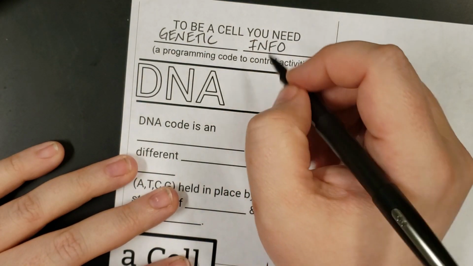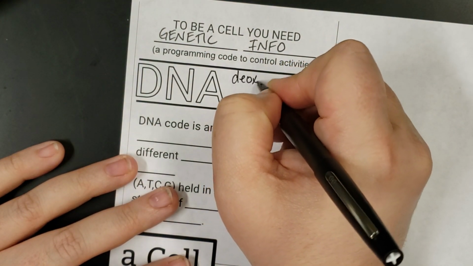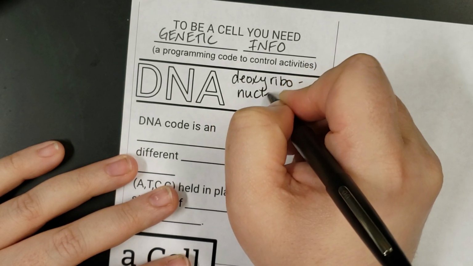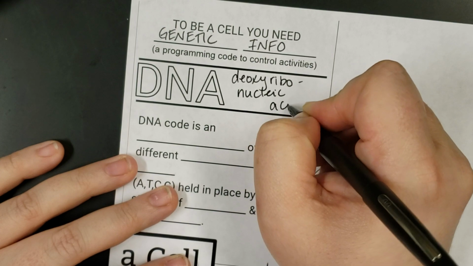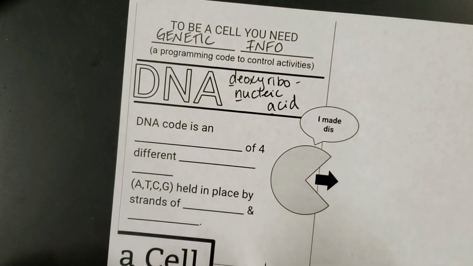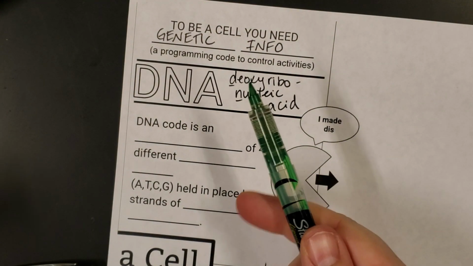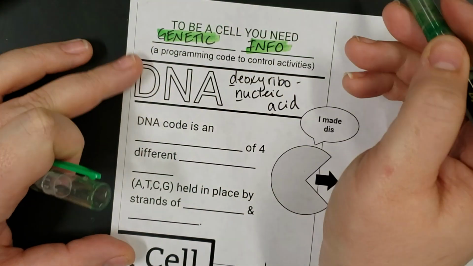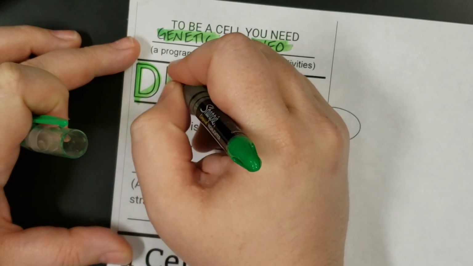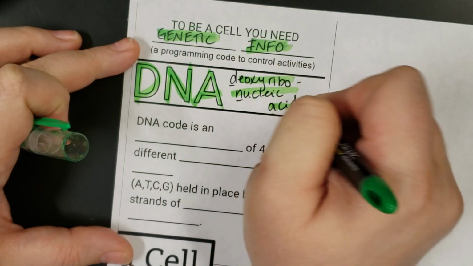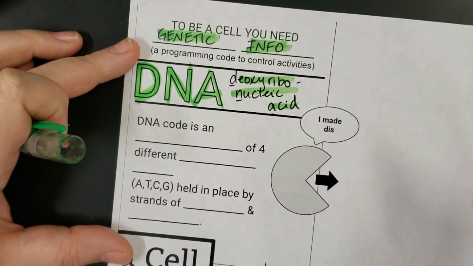Okay. DNA stands for deoxyribonucleic acid. Okay, this is where the DNA comes from. That's just a short version of that. So our genetic information we're going to code as green. So you're going to take your green and we're going to highlight that it is our genetic info. It's important to remember that it is DNA and what DNA stands for.